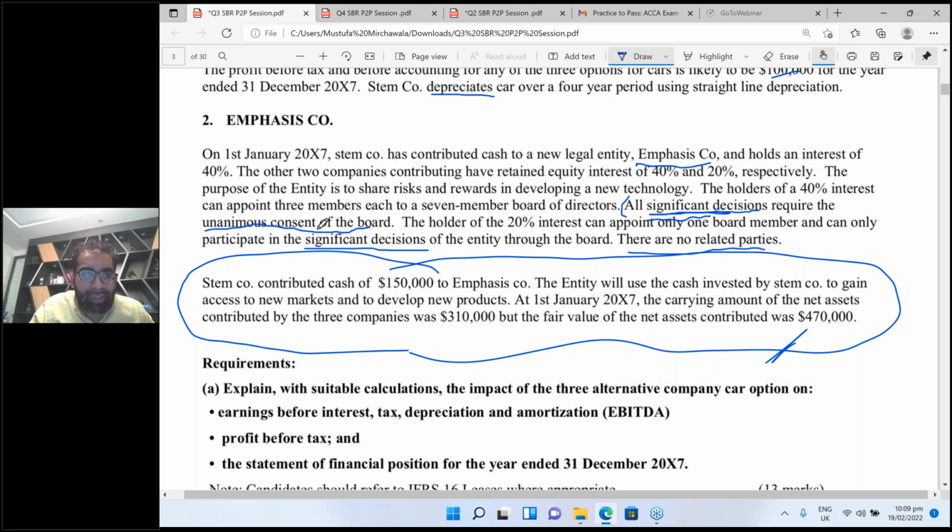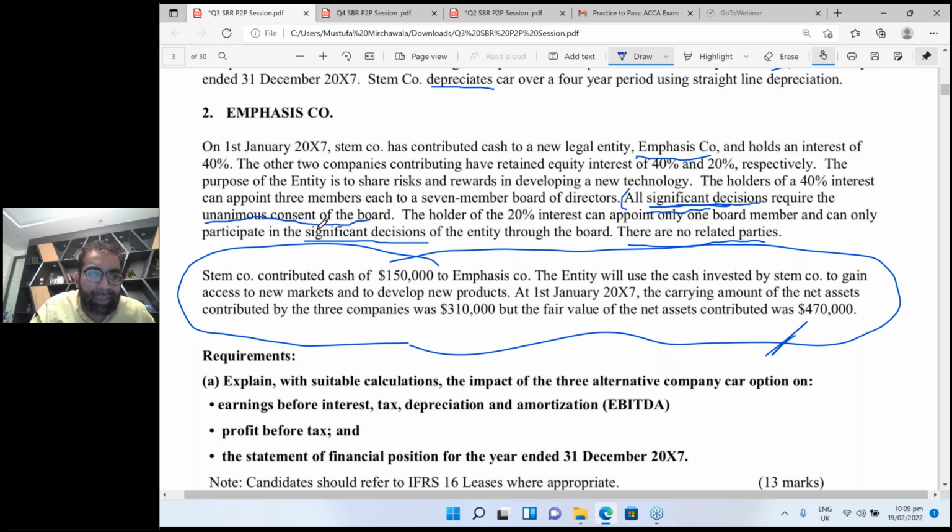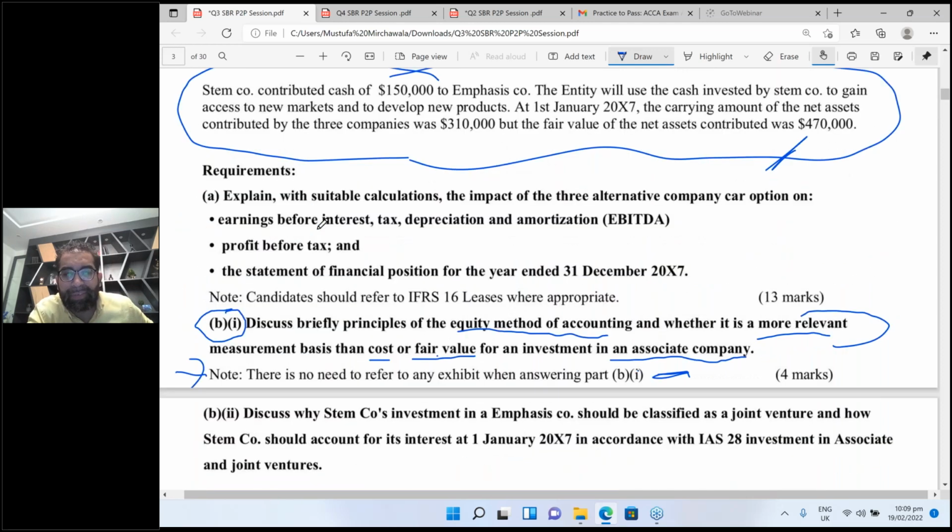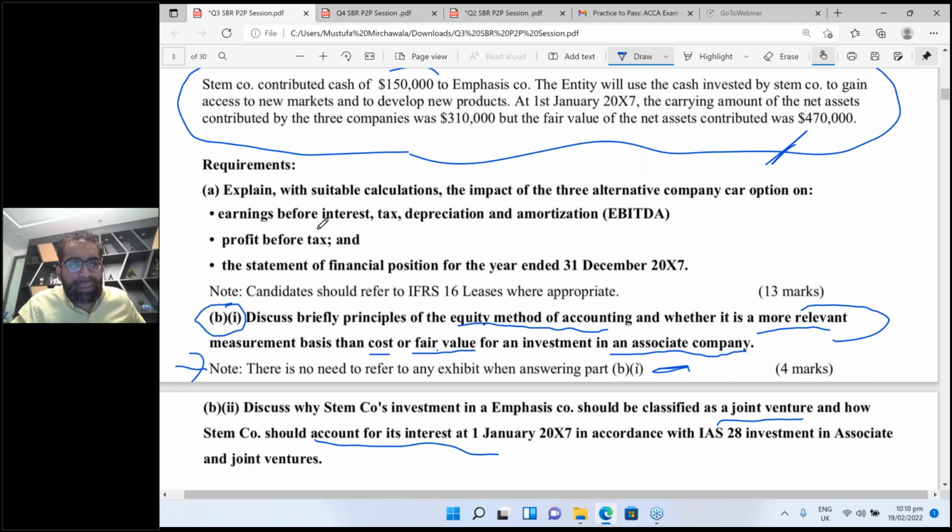So what they are saying in requirement C is: discuss why STEM company's investment in Emphasis Company should be classified as a joint venture, and how STEM company should account for the interest on 1st January X7 in accordance with IAS 28. For joint ventures you must do equity accounting, and that we'll deal with, don't worry. First of all, let's see this first requirement, the first thing.